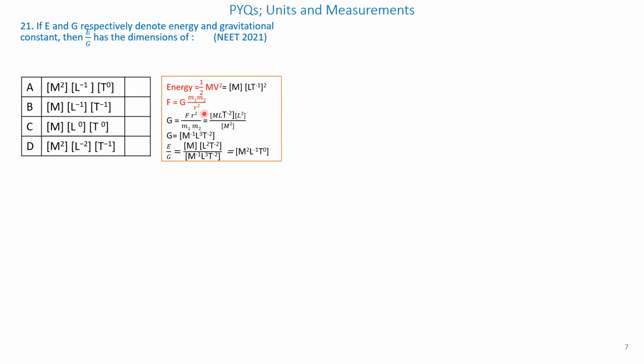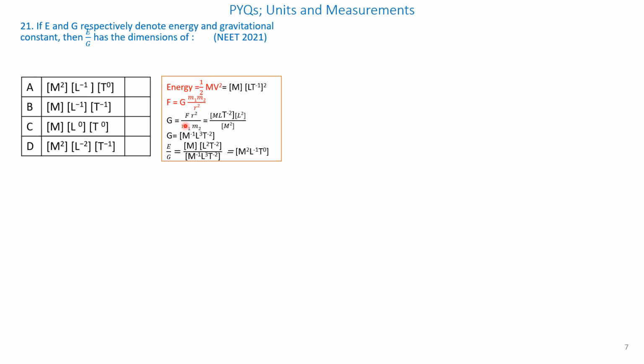Let us analyze it. We have to remember that energy is half m v square. So putting the dimensions, half does not have any dimension. It is capital M, and dimensions of velocity are L T to the power of minus 1, whole square. Force F, we know from fundamentals, is G into M1 M2 divided by R square. Here F is force, G is the gravitational constant, M1 and M2 are masses of the two bodies, and R is the distance between the two bodies.